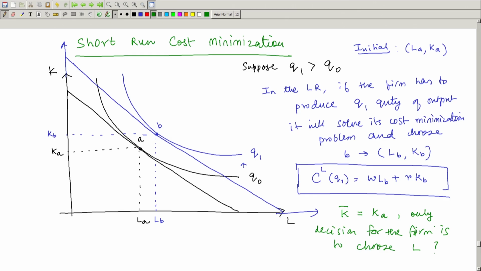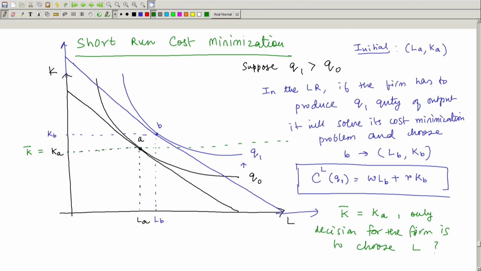Now, if I am fixing capital at K bar, it means that this is no longer my choice. So, in a sense, I could essentially draw a line here and tell you that the amount of capital that I can use is only KA. How did we get KA? KA was the cost minimizing amount of capital when Q0 units were being produced at input prices W and R.